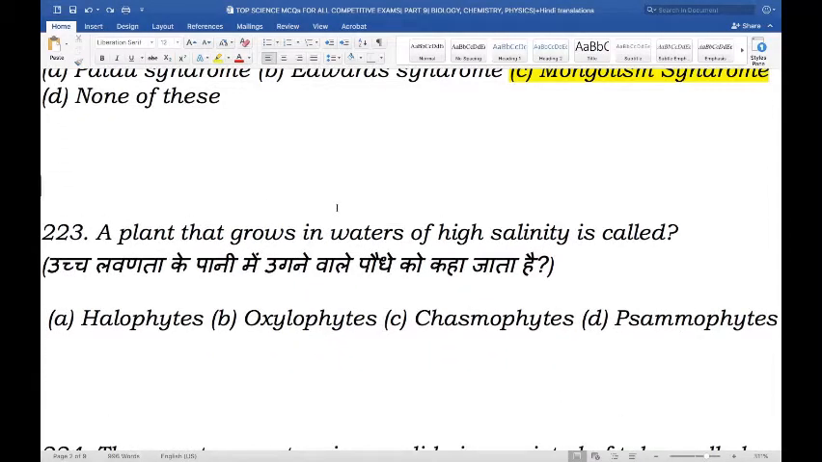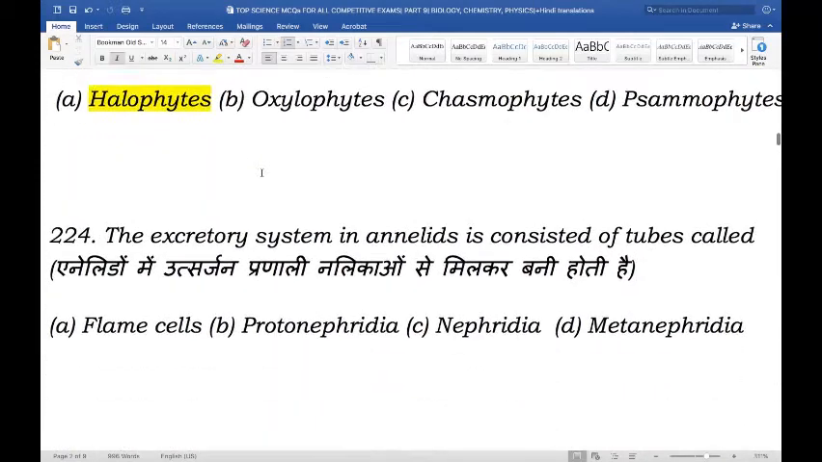A plant that grows in waters of high salinity is called, is it A, halophytes, B, oxalophytes, C, chromatophytes, or D, samophytes? So a plant that grows in waters of high salinity, and again salinity refers to the sodium content, is called A, halophytes. Halophytes are salt-tolerant plants that grow in waters with high salinity, and examples of halophytes include mangrove swamps and marsh. Moving on to the next one.